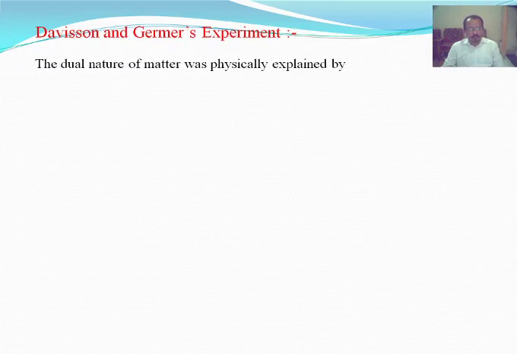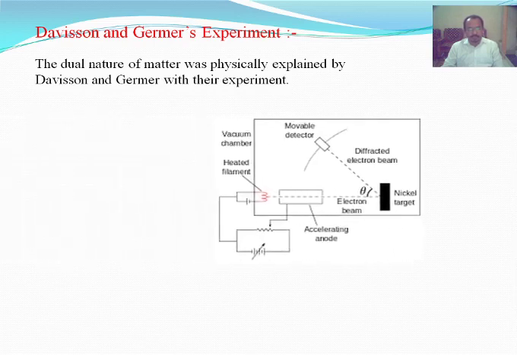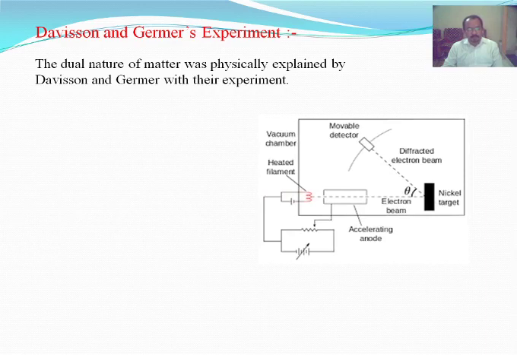In Davisson and Germer's experiment, the dual nature of matter was physically explained by the scientists Davisson and Germer with their experiment. This is the figure for the Davisson and Germer's experiment.